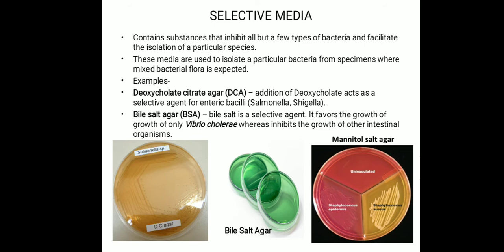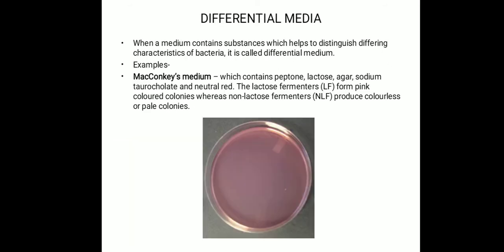Okay. Then the next is the differential media. This will help us in distinguishing or differentiating the organisms or bacteria. When a medium contains substances which help to distinguish different characteristics of bacteria, it is known as a differential medium. For example, MacConkey agar or MacConkey's medium. This contains peptone, lactose, agar, sodium taurocholate, and neutral red. Here we have the sugar lactose, so we will see whether the organism is a lactose fermenter or a non-lactose fermenter.